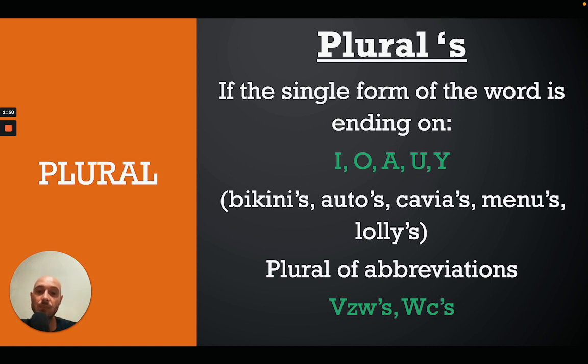If you look at the examples, we have bikini, bikini's, ending on an I; auto, ending on an O; cavia, ending on an A; menu, menu's, ending on a U; and then lolly, lolly's, ending on a Y. All of them follow the rule we've just stated, so their plural should be with apostrophe s. Also, the plural of abbreviations, VZW or WC. How will we put it in the plural? Pretty straightforward. We just add an apostrophe s. So that's the first case, apostrophe s with the plural.